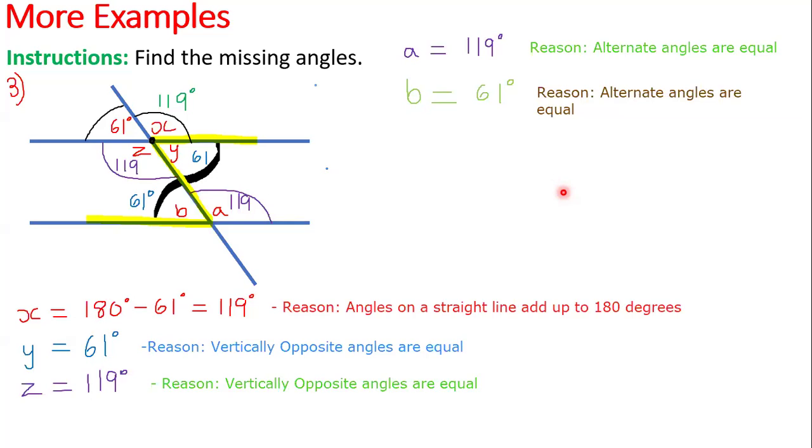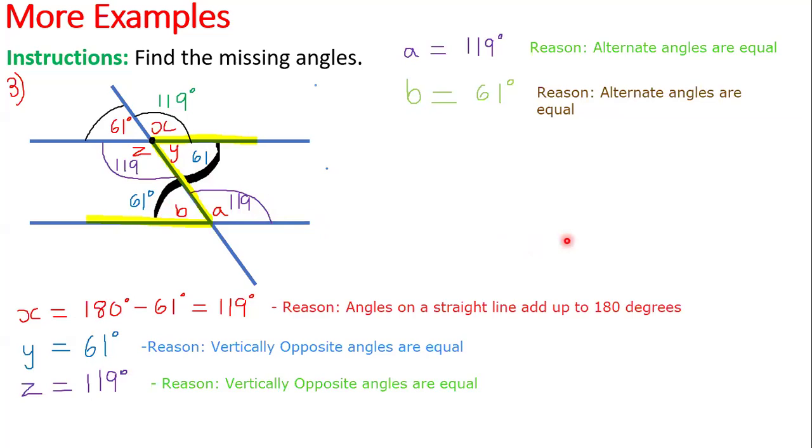Debria DeVoe, where's Debria DeVoe? Can you hear me? Yes, sir. Debria, why is this 61 and this 61? Why are they equal? Because they are alternate angles. Very good.